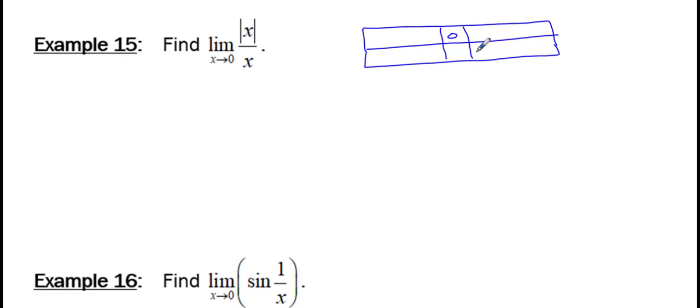Around 0 is kind of nice. It's probably still in our calculator, right? Negative 0.1, negative 0.01, negative 0.001, 0.001, 0.01, and then 0.1.